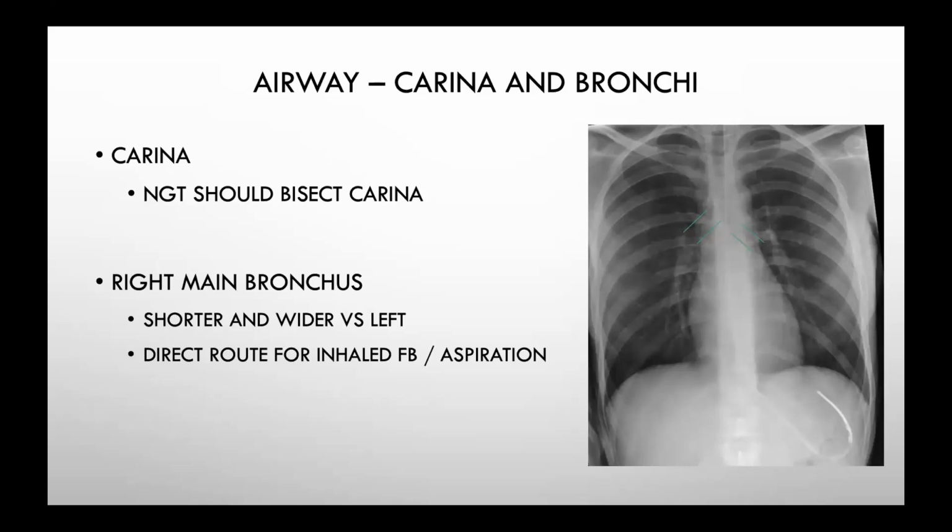And similarly, it's worth noting that the right main bronchus, the reason that we tend to aspirate down into the right middle and lower lobe is because the right main bronchus is shorter and wider than your left main bronchus. So it's a more direct route for inhaled foreign bodies or aspiration.